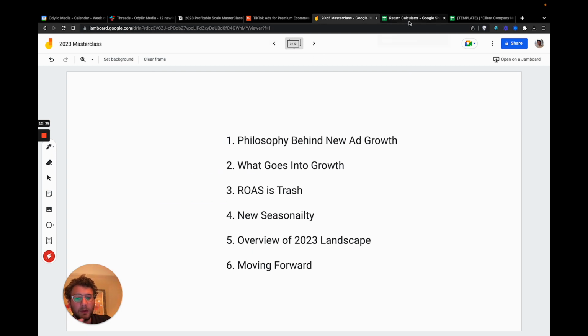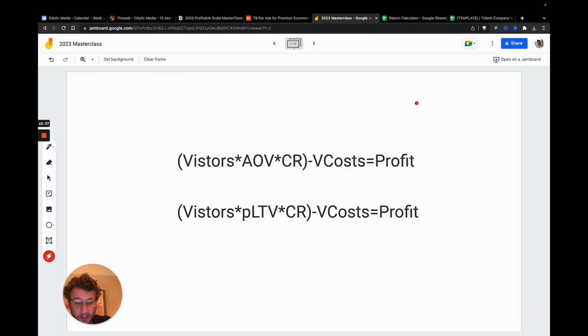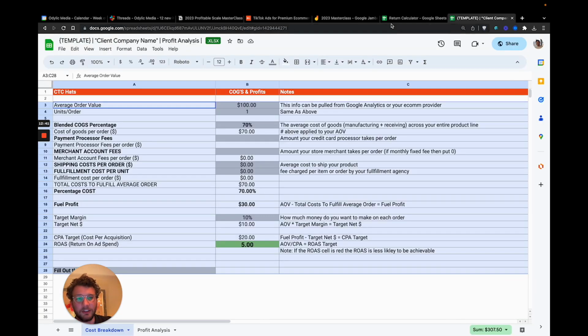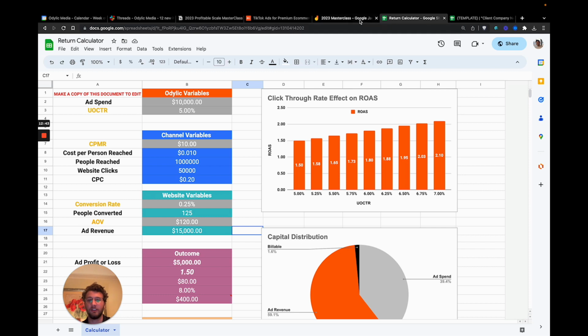All right, so those are really the key things that go into growth. It's literally this growth equation, this calculator, and understanding your costs. And we'll get into some more metrics soon that really determine your growth, but this is just the foundation and what's actually going on behind the scenes.